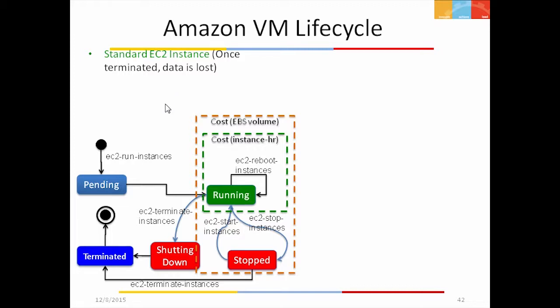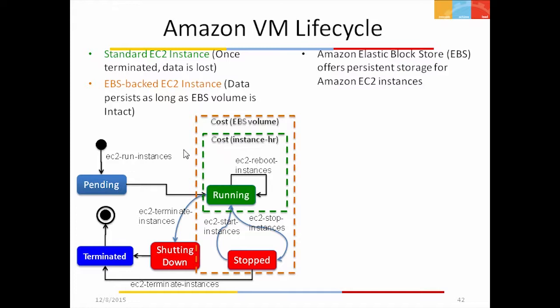So remember that once it is terminated, the data is lost. This orange color border essentially means it's an EBS backed EC2 instance. So data persists as long as the EBS volume is actually intact. When the EBS volume is gone, data is also gone. Now, as I said, Amazon Elastic Block Store, EBS, offers persistent storage for Amazon EC2 instances, and it persists the image file independently from the life of the instance, which is why I'm showing it like this.